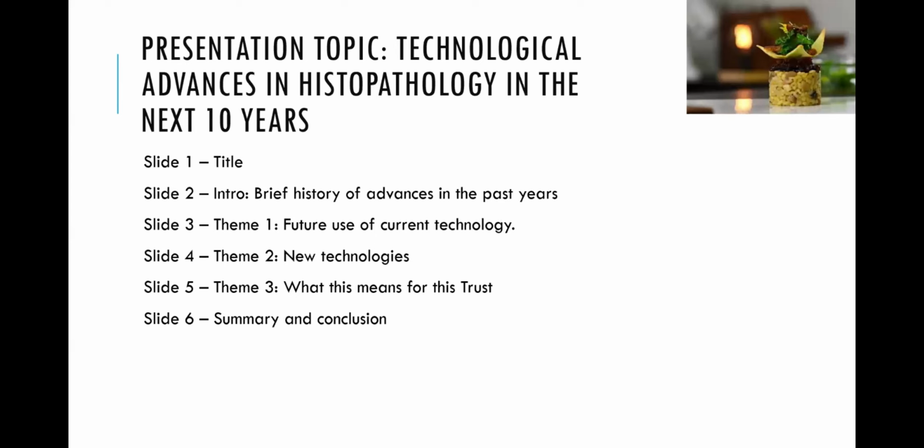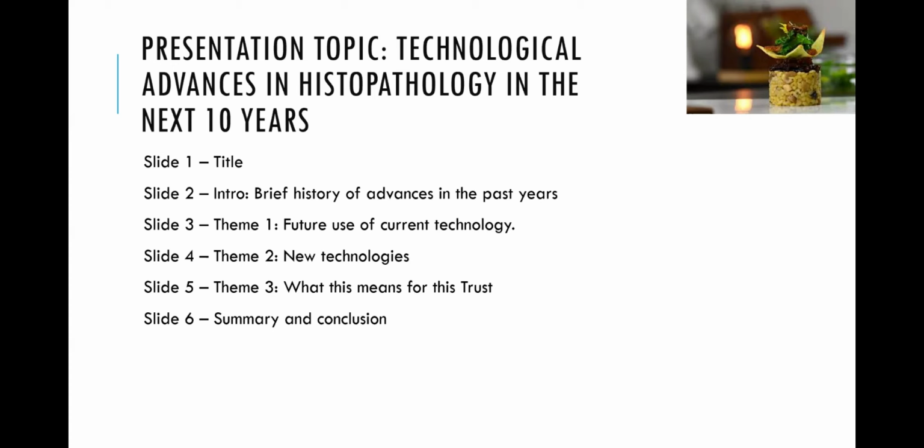Then, for example, technological advances of histopathology in the next 5 years. A brief history of advances in the past years, like automation has come. It's still very subjective, histopathology, I'm just giving an example. But now automation has come, and future use of current technology. What could be the future use of current technology? Now the track and trace system is there.